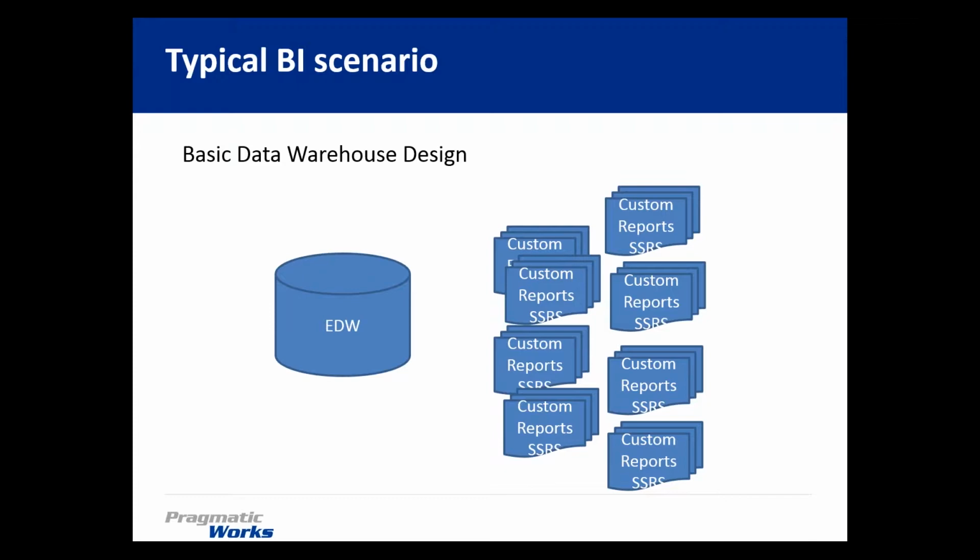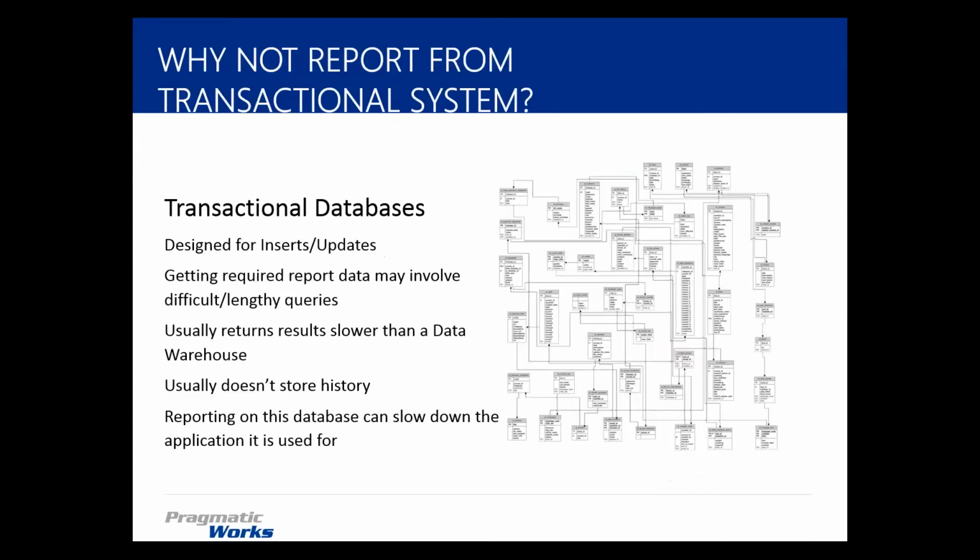So why shouldn't we report from a transactional system? I kind of talked about that a little bit. And here it is in a nutshell. You've got a data model that looks like this, and you want your end users to report off of that. That's crazy. They're not going to do that. Or they're going to do it and they're going to be so confused. They're going to have joins that are improper. They're going to get bad results. They're going to say something's wrong with this data.